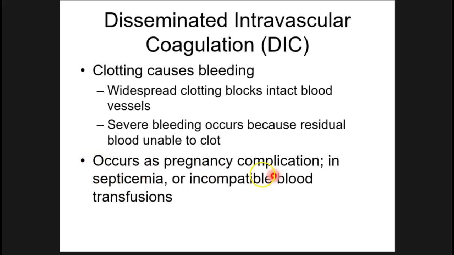It can occasionally occur as a pregnancy complication, septicemia, or incompatible blood transfusions. That makes a little bit more sense because we've got that agglutination happening. Again, why it happens to some people in these very, very specific scenarios is not understood. But it makes sense, right? I mean, in terms of the physiology of use all your clotting factors, none left over, widespread bleeding. Good there?